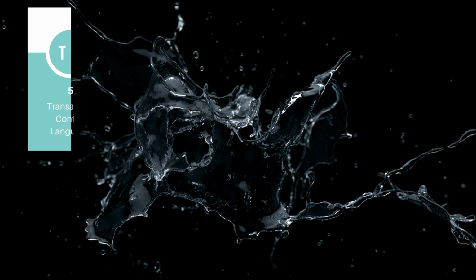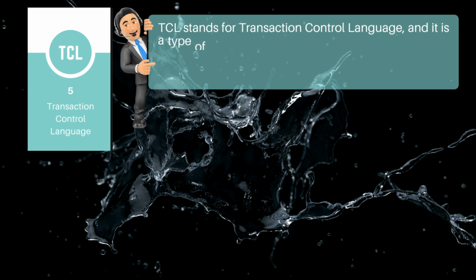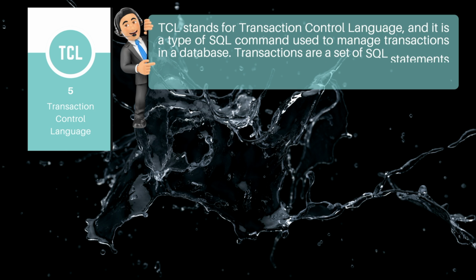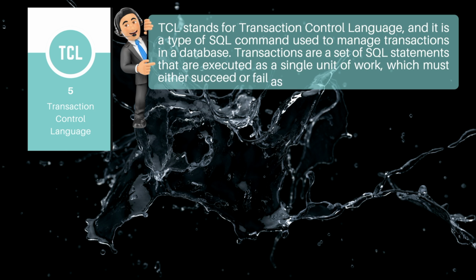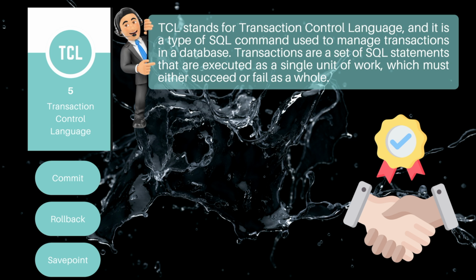Now let's move on to the last and the fifth group type, which is TCL. That means Transactional Control Language. TCL stands for Transactional Control Language, and it's a type of SQL command used to manage transactions in a database. Transactions are a set of SQL statements that are executed as a single unit of work, which must either succeed or fail as a whole. The three most commonly used TCL commands are commit, rollback, and savepoint. And here's a brief explanation of each of these commands.